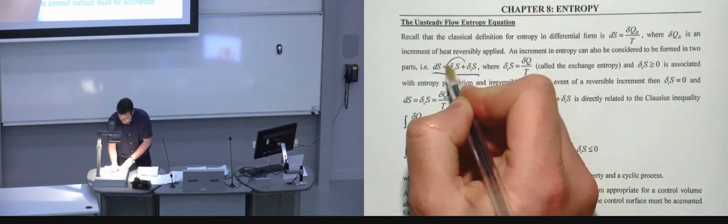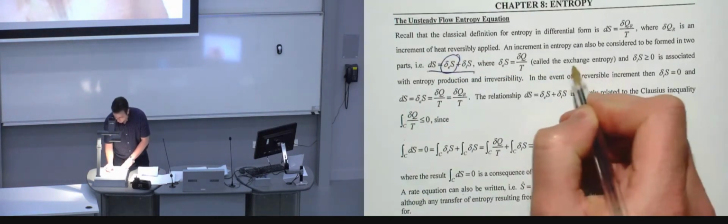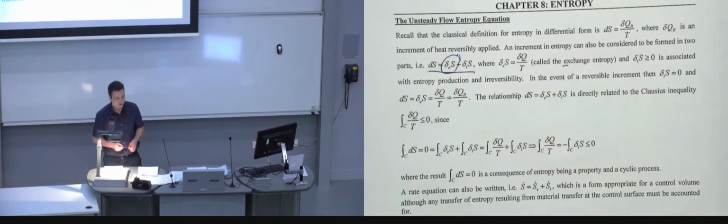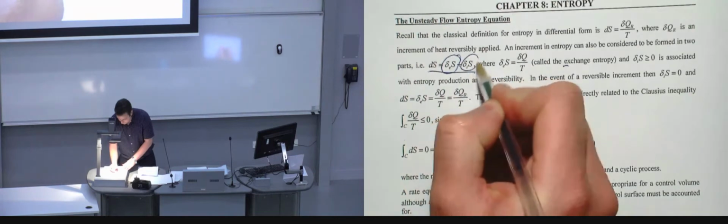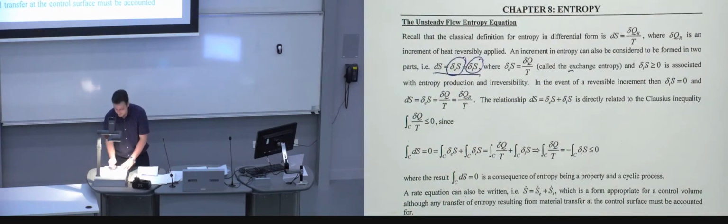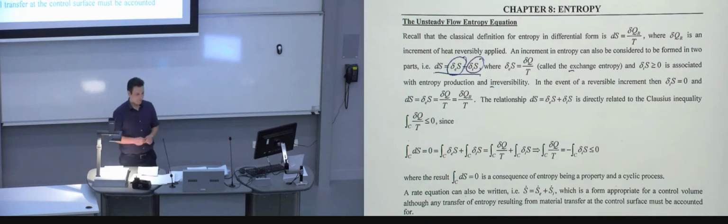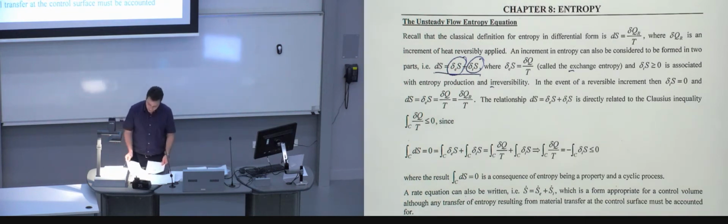One component is what we call the exchange of entropy. So E stands for exchange, it's not exit or inlet or something, don't get confused with that. This is the exchange of entropy, and the second term, with the subscript I, represents irreversibility. Some textbooks, if you look at the books I've given you in the list for this course, use different terminology, so it's useful to know both of them.